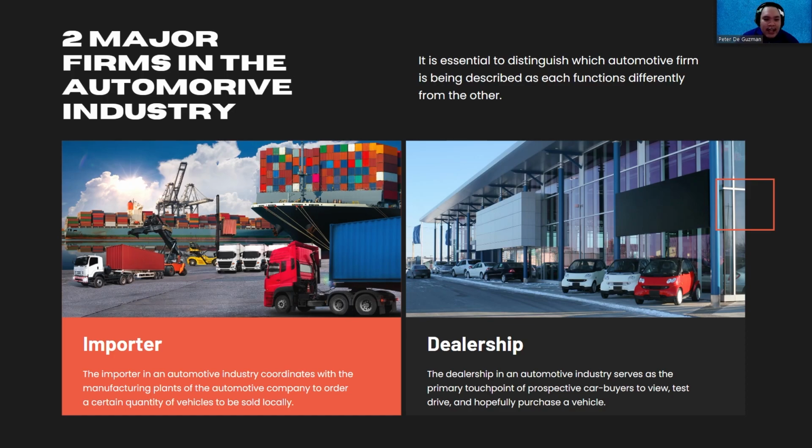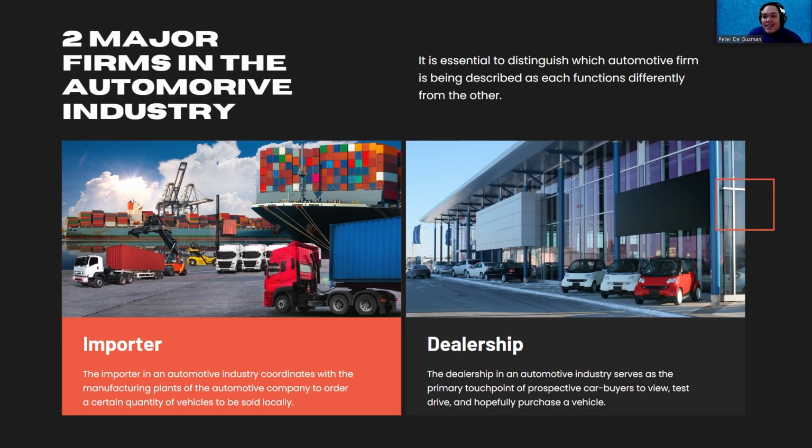The first classification is the importer. The importer in an automotive industry coordinates with the manufacturing plants of the automotive company. Think of brands such as Volkswagen or Honda, Toyota, Mitsubishi, Ford, and so on to order a certain quantity of vehicles to be sold locally or to be sold here in the Philippines. So, an importer essentially orders vehicles overseas in order to bring them here.